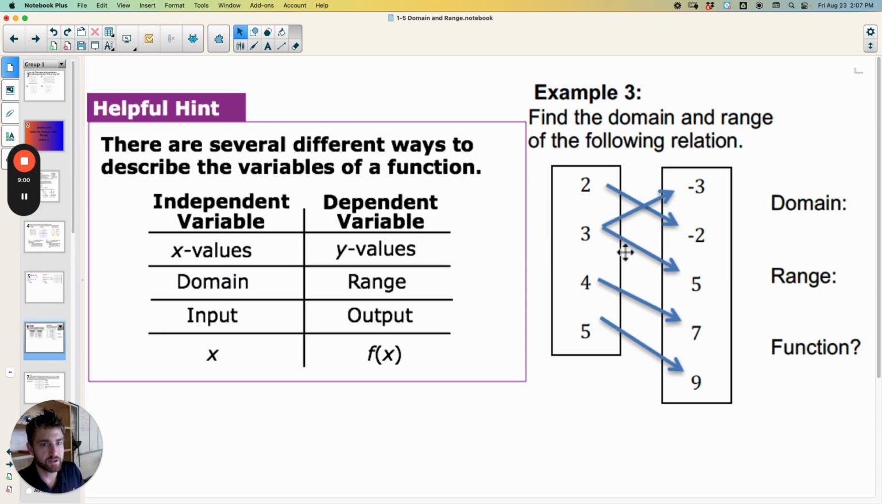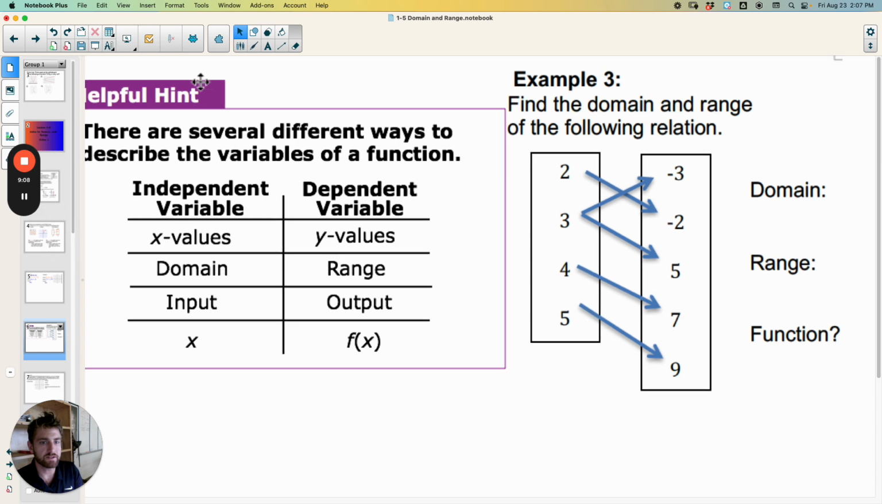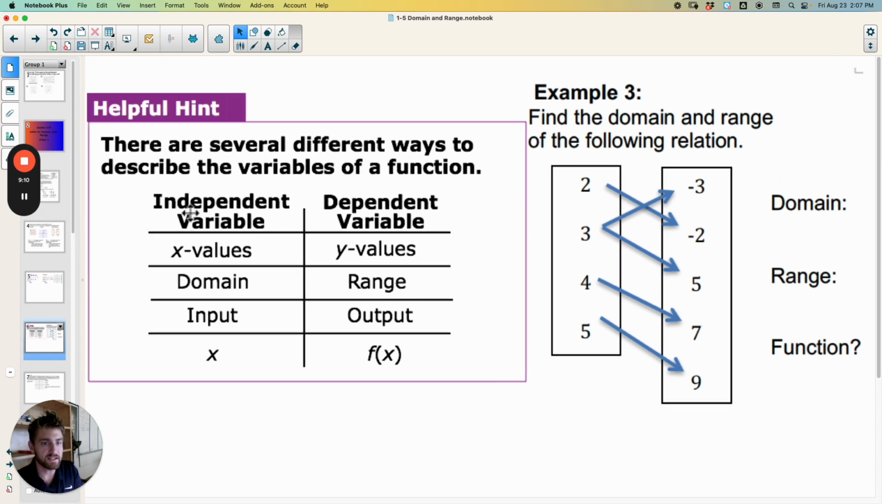All right, let's go to the next part. So here's a helpful hint, and this is one thing I wrote on the board in my classroom today that y'all were able to see. So we're adding to our list of vocab words independent variable and dependent variable. These are all within the same category and they mean the same thing. The independent variable will be your x values, the domain, the input, and what x is. And then the dependent variable will be the y values, the range, the output, and f of x.